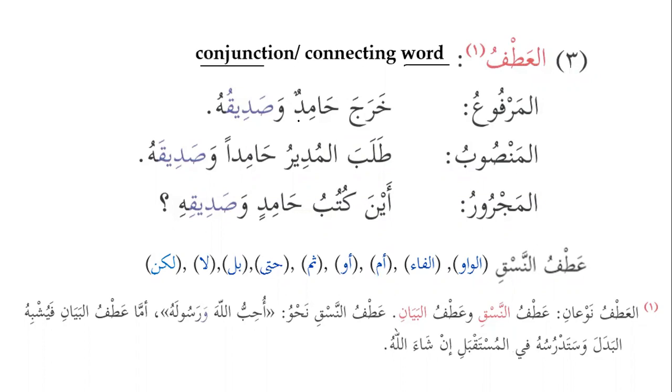So خرج حامد وصديقه. So حامد is مرفوع and صديق is also مرفوع. And you know why صديق doesn't have dhamma? Why doesn't it have dhamma? حامد is فاعل and صديق is معطوف على حامد. Yeah, okay, but صديق doesn't have تنوين. That's my question. Mudaf doesn't take tanween. Excellent.